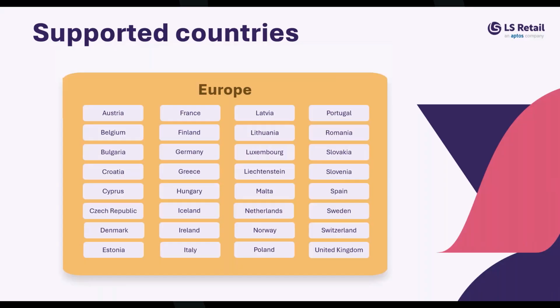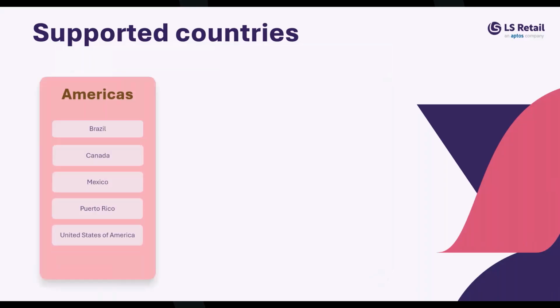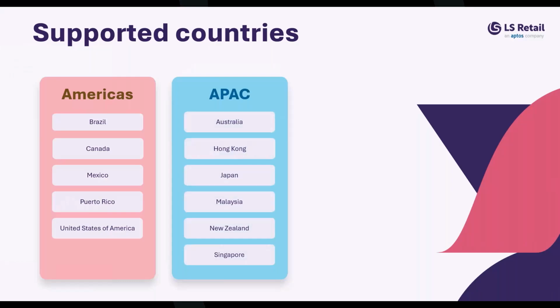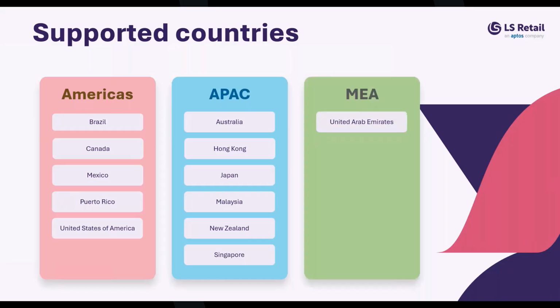But you will all see this, you can dive into this in the slides when we post them after the webinar. In the Americas, we support Brazil, Canada, Mexico, Puerto Rico, and of course the United States. Then for APAC, we have support for Australia, Hong Kong, Japan, Malaysia, New Zealand, and Singapore. And on the immediate roadmap for APAC is also the Philippines. And then in the Middle East, we are starting there with the UAE, but on the immediate roadmap are also India, South Africa, and Saudi Arabia.